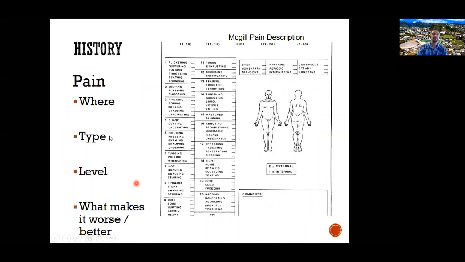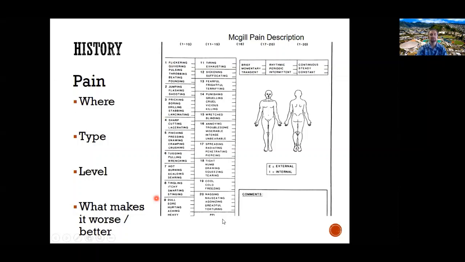Okay. So after we determine the mechanism of injury, then we try to figure out more about the pain. So where is it, the type, and then the amount or the level, and things that make it better or worse. McGill is a study group from a university in Canada, so their pain description is famous from the 70s and 80s and still today.